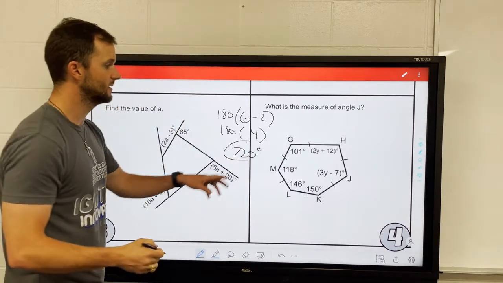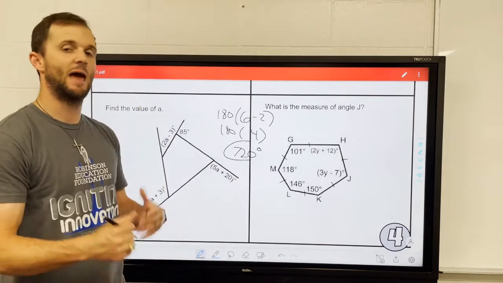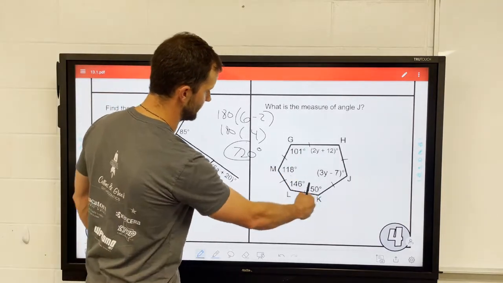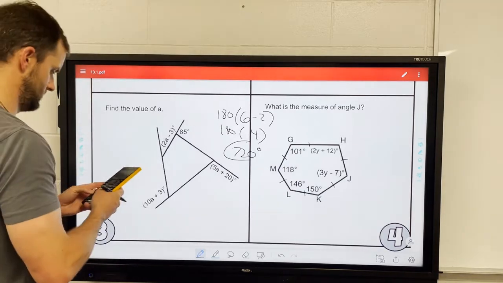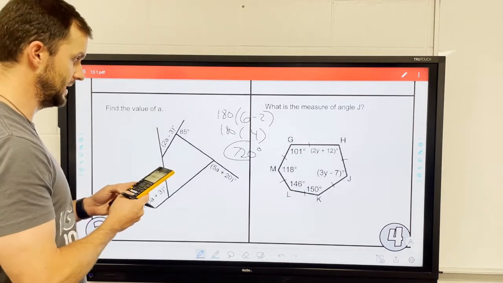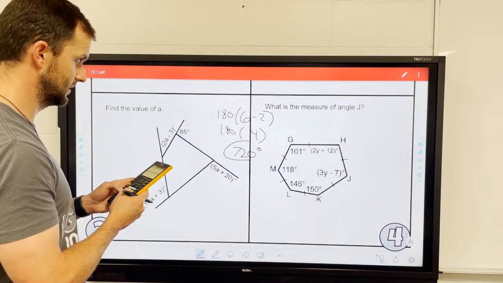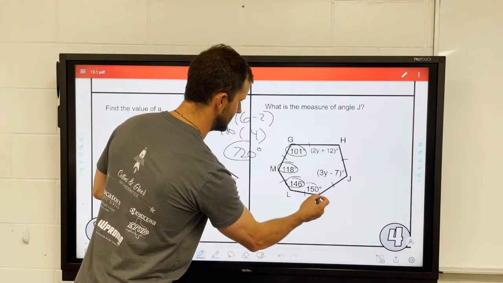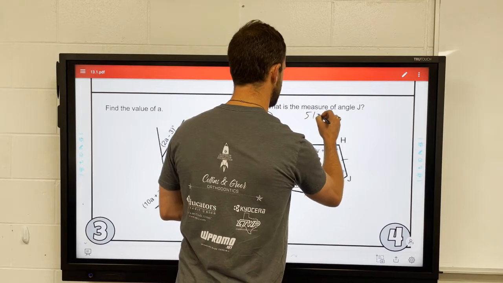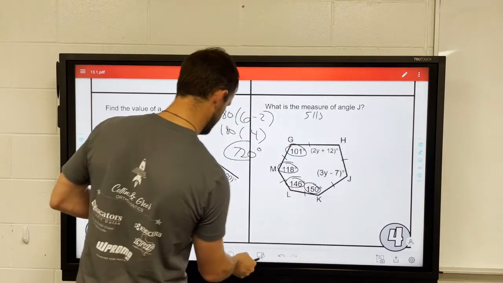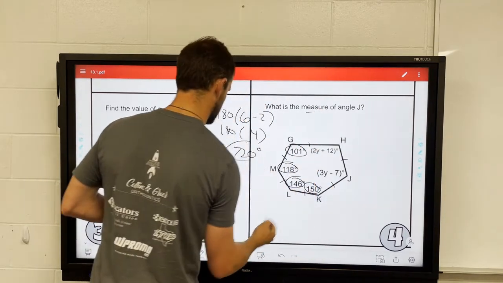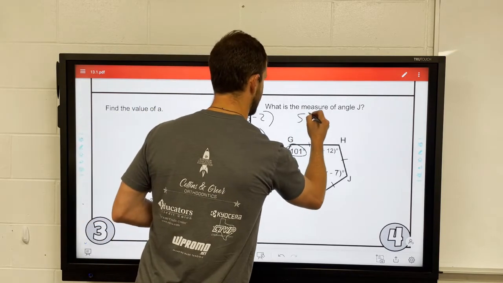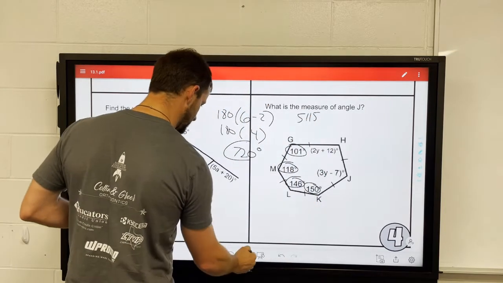Okay? So that means all of these angles, when I add them up, are going to add up to 720 degrees. So what I'm going to do is I'm going to add up all the numbers first. So I'm going to do 101 plus 118 plus 146 plus 150. So if I add up all the numbers, that's going to end up giving me 515. Oh my gosh, I did it again.